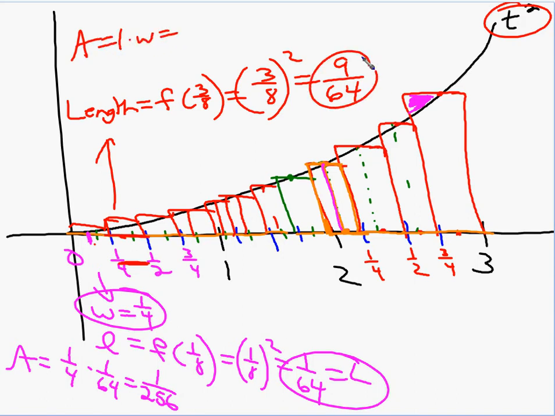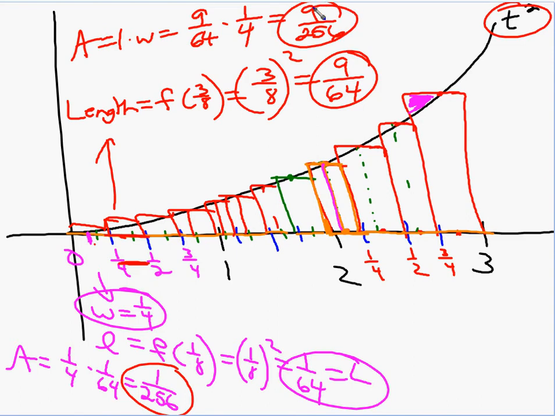So now, area equals length times width. I'm going to multiply 9/64 times that same width, which is 1/4. All right? So what I get is 9/256. So look what I've got. I have my first two areas, 1/256 and 9/256. And we would need to do that to all the rectangles.